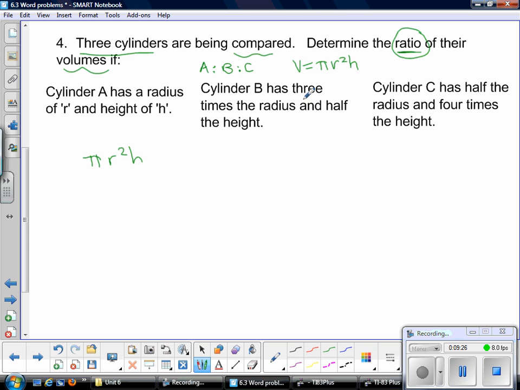This one here has 3 times the radius. So first of all, we're going to start with 3 times the radius. Okay, so 3r, remember it's got to be squared, and half the height. So that would be half the height. Okay, now we're just going to wait a second before we do anything with that. Let's look at cylinder C. Cylinder C has half the radius. So again, pi, half of the radius, remember that gets squared, and 4 times the height.